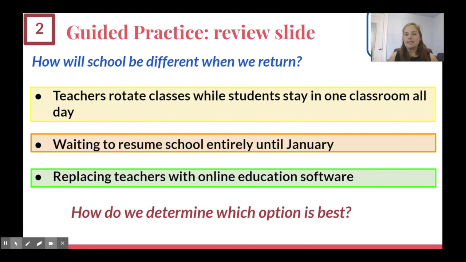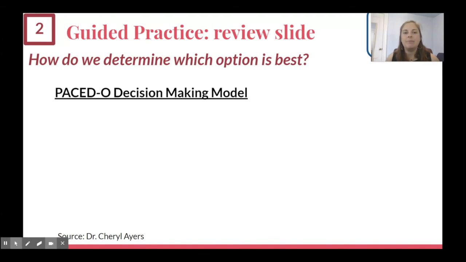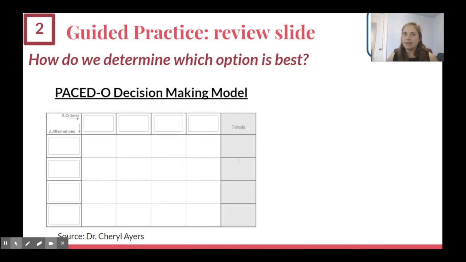There's actually an easier, better way to do a cost-benefit comparison when we're working with multiple alternatives or choices, as we are here. So we are going to use a new tool called a PACED-O decision-making model. And it looks like this. I know it looks really complicated, but don't worry, we're going to walk through it together.